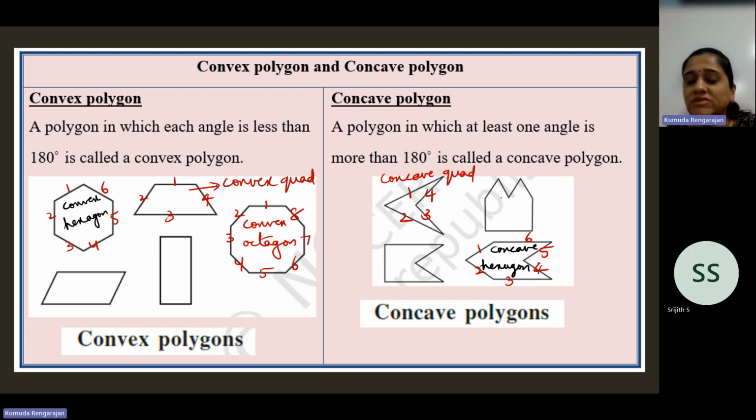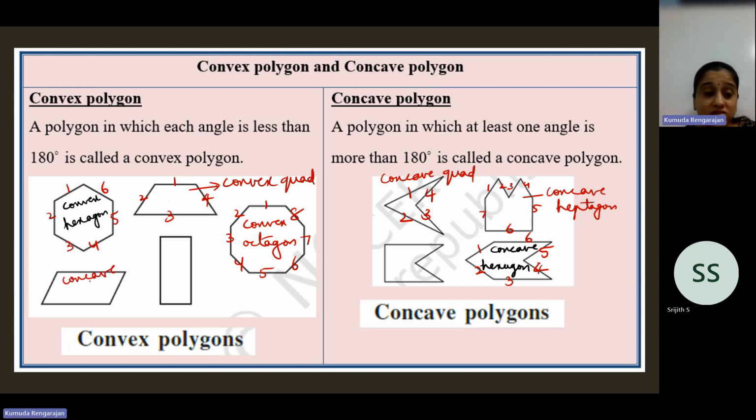I'll draw for you. Check how many sides. This one we already counted, no? 1, 2, 3, 4, 5, 6, 7. In any polygon, the number of sides and the number of interior angles will be the same. 3 sides, 3 angles. 4 sides, 4 interior angles. So you can count the angles or the sides. So this one is a concave heptagon. Heptagon. This one?